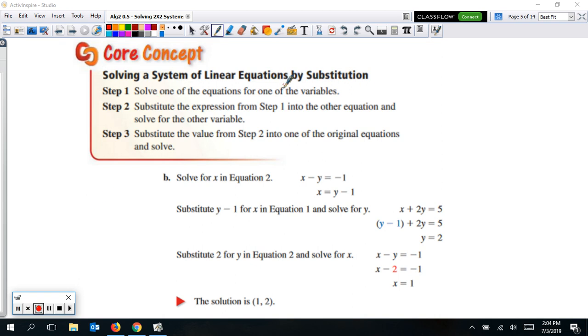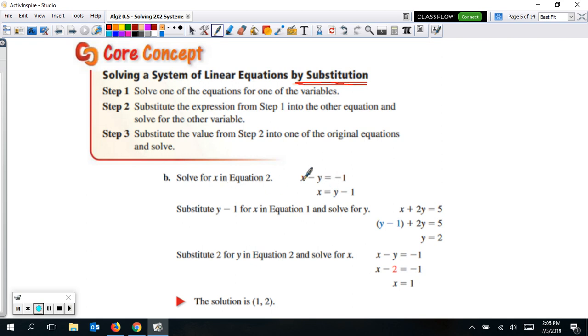The first way we'll talk about here is by substitution. So we can see we're going to use substitution to solve that. It says solve one of the equations for one of the variables. So you could solve for y, or you could even solve for x. It wouldn't matter. And then substitute the expression from step 1 into the other equation and solve for the other variable. So you find out what one variable equals, and then you substitute the value from step 2 that you just got into one of the original equations that has both variables in it, and you solve for the other variable.